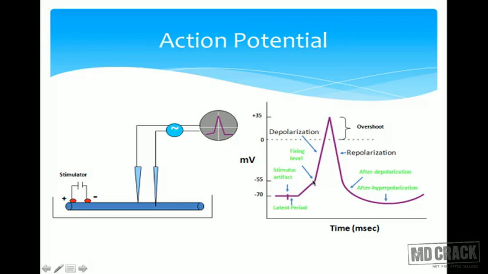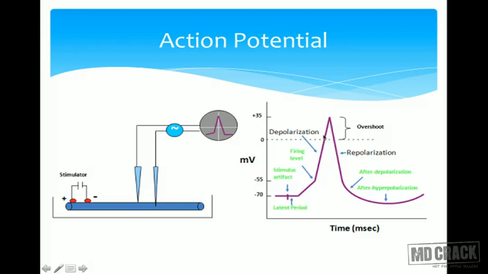What is the firing level? The minus 55 millivolt in this graph is the point from which the rapid depolarization phase will start. As you can see here, from this point there is a rapid depolarization phase. What do we mean by depolarization? The polarity has been abolished now. As you can see here, the potential can reach up to 0 millivolt. Not only that, it can even go up to plus 35 millivolt. So this phase is called the depolarization phase.